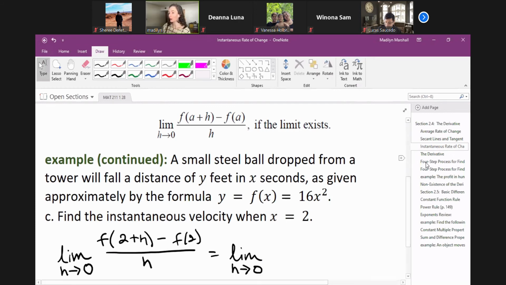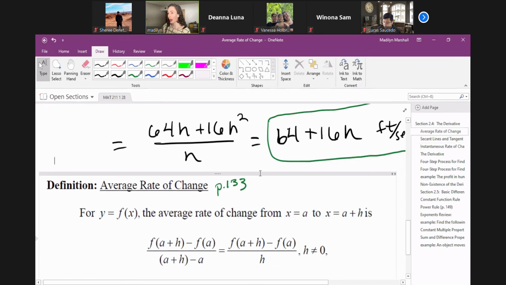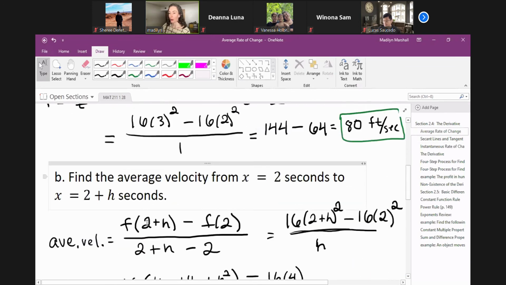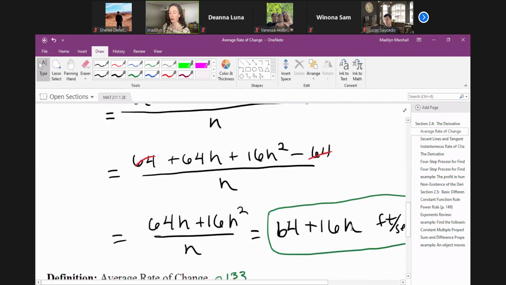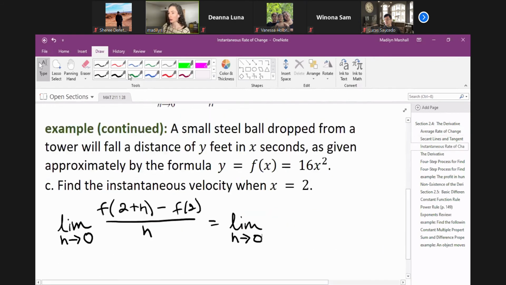So in our previous example, I'm going to go back to that for a moment. We found the average rate of change from 2 to 2 plus h, and we found that it was 64 plus 16h. So we can actually just use that here. Since it's the same problem, we already did the work to find that average rate of change. So this is from part B.